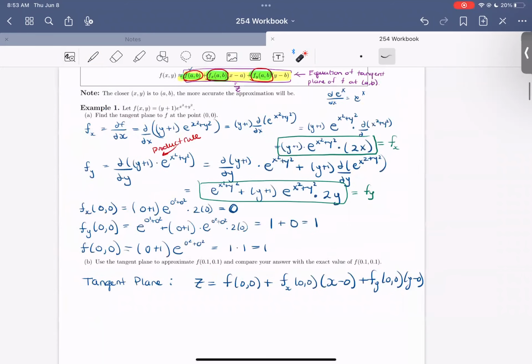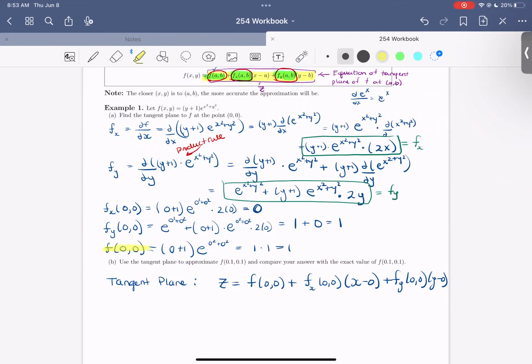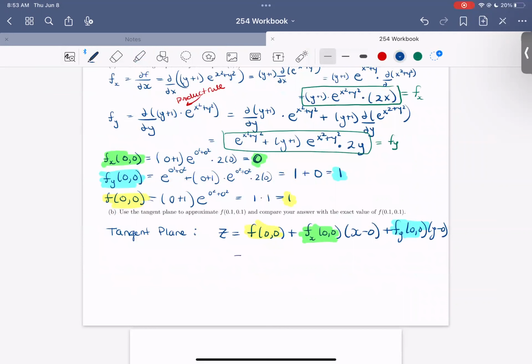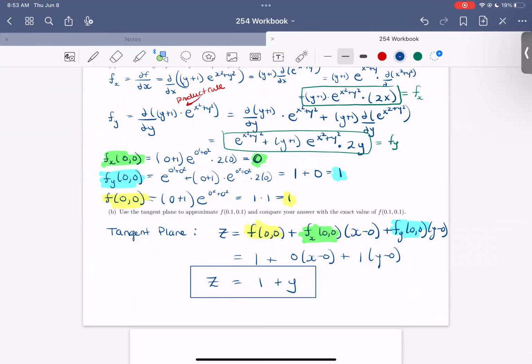All right, so now let's gather what we just computed. So we have f of 0, 0 is 1. We have f sub x of 0, 0 is 0. And we have f sub y of 0, 0 is 1. So we can fill in those values here. So this just becomes 1 plus 0 times x minus 0 plus 1 times y minus 0, which if we simplify becomes 1 plus y. So the equation of our tangent plane looks like z equals 1 plus y.